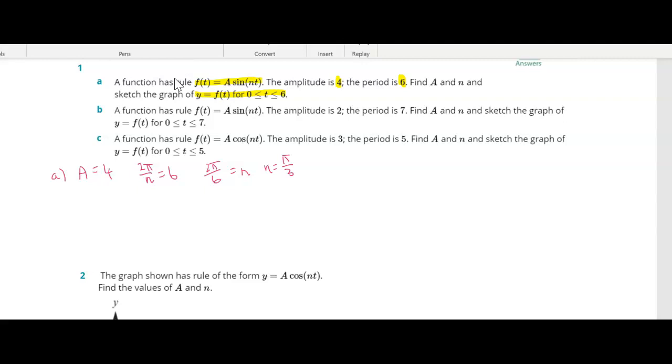So your function is f of t is equal to 4 sine (pi on 3)t. So we've worked out n. n is not 6, you do have to go ahead and work out n. All right, sketching. Let's just do a rough sketch.